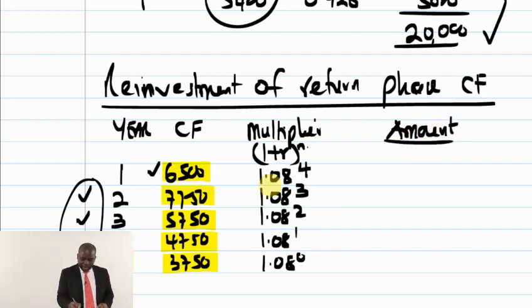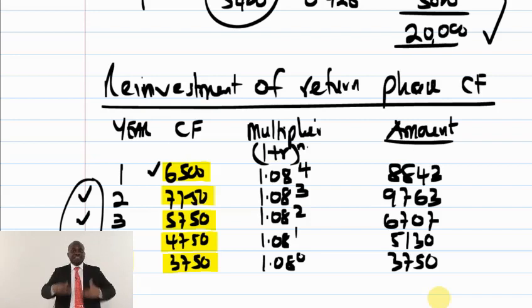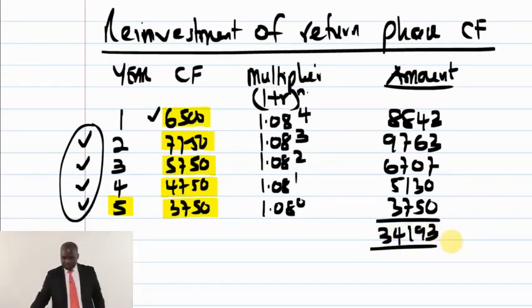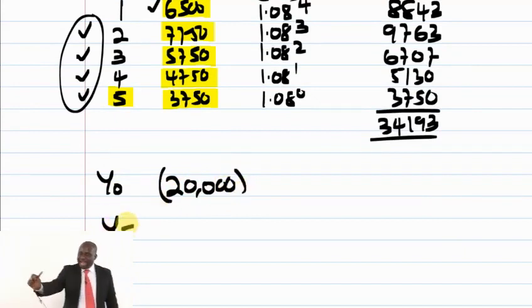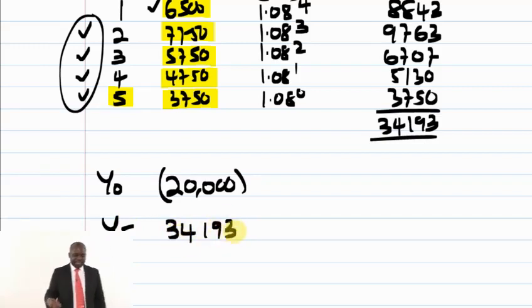What is the amount? The amount is you multiplying them, and this is 8,843, 9,763, 6,707, 5,130, 3,750. So when you reinvested all the monies, at the end of the project life, you made a total of 34,193. So the common sense here is, now I invested 20,000. At the end of year 5, when I open my safe, the total monies that I've got from the investment and the reinvestment is this.